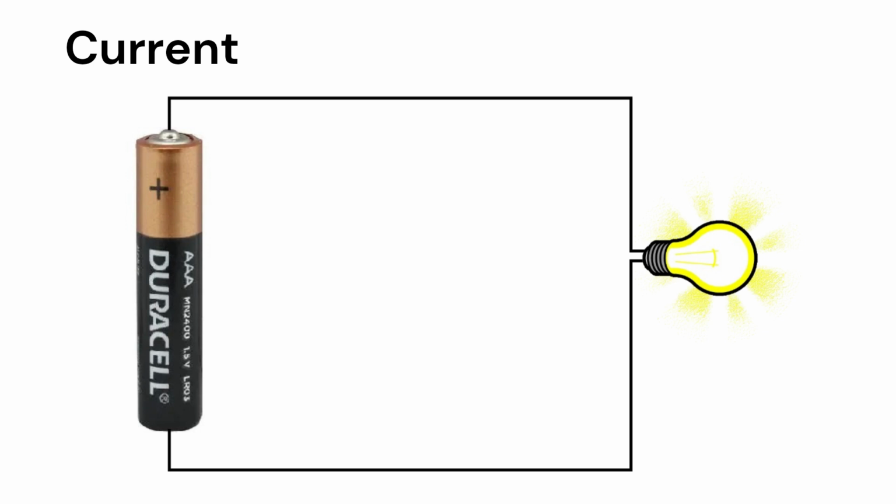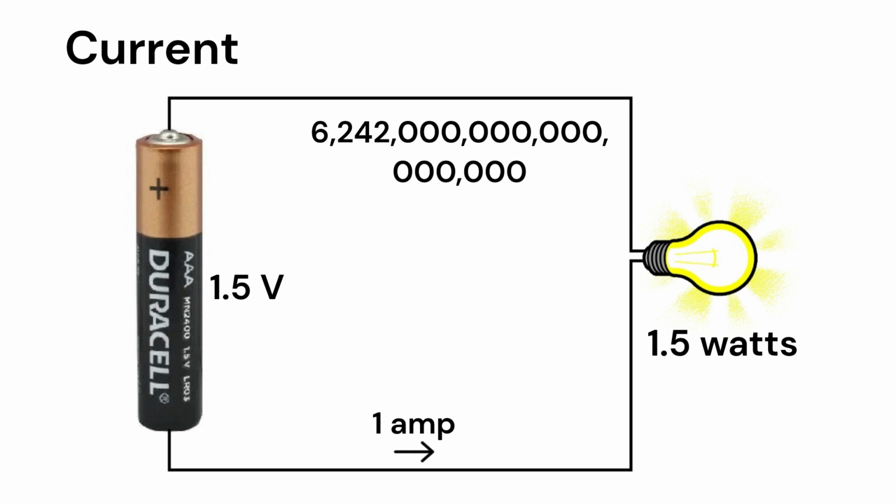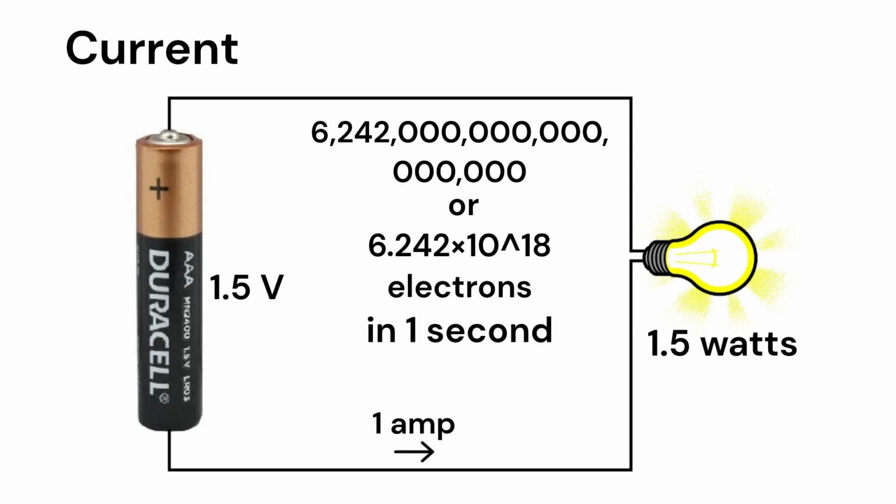Now let's take a circuit. The battery has a voltage of 1.5 volts, and if the light bulb is rated as 1.5 watts, it requires 1 ampere of current to draw from the battery, which also means it requires to draw approximately 6 quintillion 242 quadrillion electrons, or 6.242 times 10 to the power of 18 electrons every second, which is also equivalent to 1 coulomb of charge.